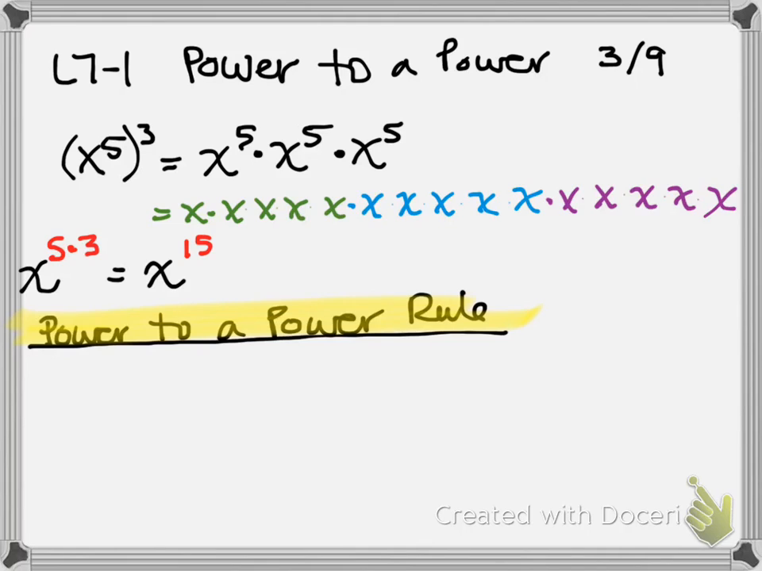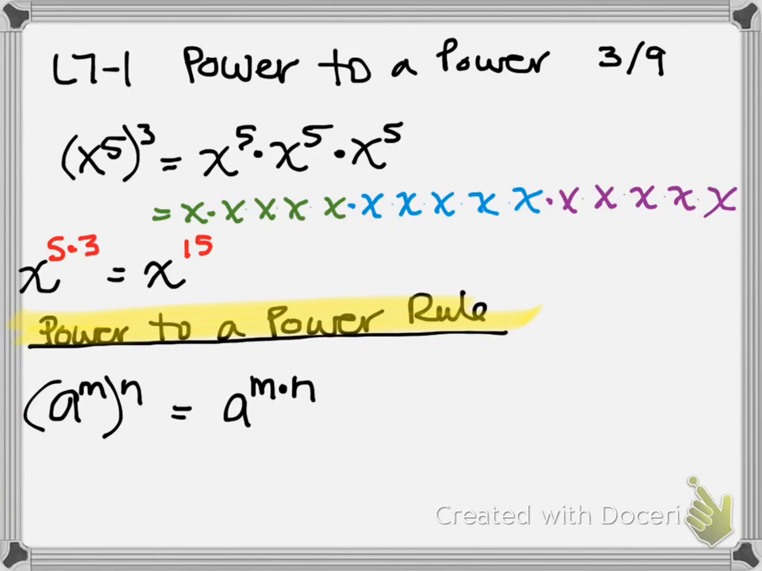And it says if you're taking a base, I'll use A's, and it's being raised to a power, and then you decide to take that entire power and raise it to another power, then the rule says that will save you all this time of drawing it out, is you're just going to multiply those exponents together. Okay?